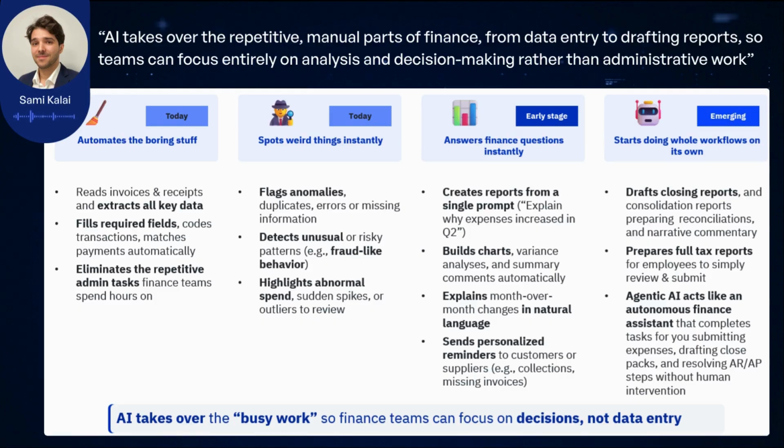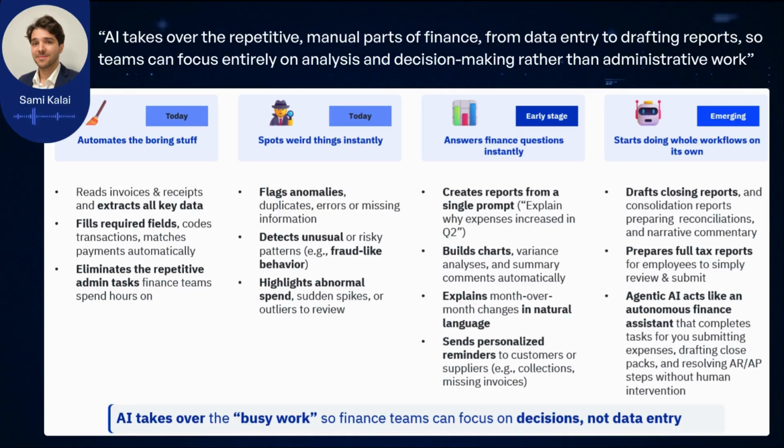So Office of the CFO is quite straightforward in the sense that it's used by all the teams in the Office of the CFO. To understand better what it does, AI in Office of CFO has four main functions with two that are emerging. The first one is automating the boring stuff. Basically, it reads invoices from expenses sheets and extracts all key data. So the title of the operation, the code of the operation, the amount of the operation, and then it fills all the required fields and codes and transactions to match the payment automatically in the ERP or the software of the company. Hence, the first goal is to eliminate the repetitive administrative tasks finance teams spend hours on.